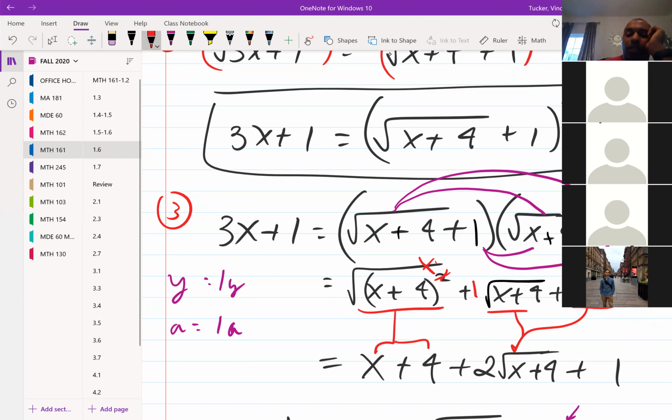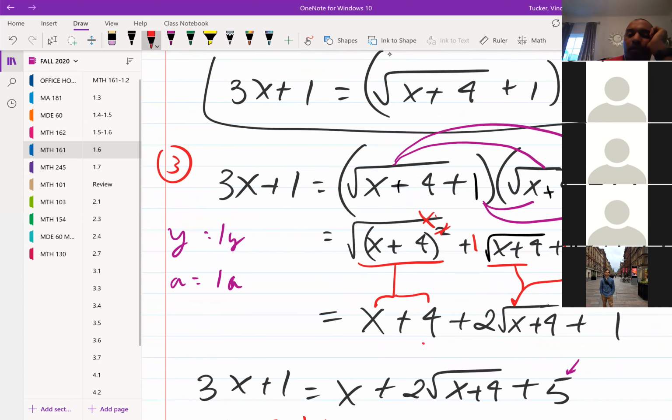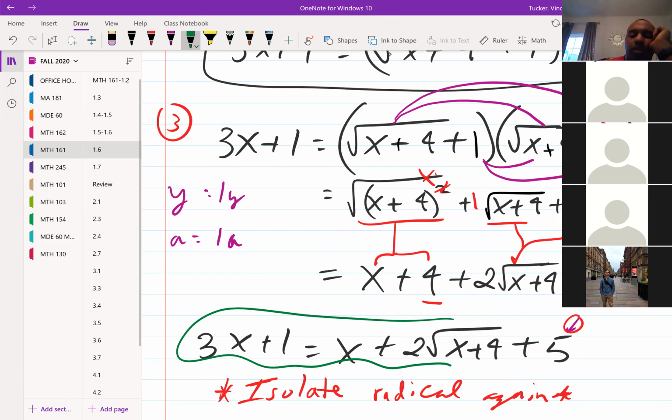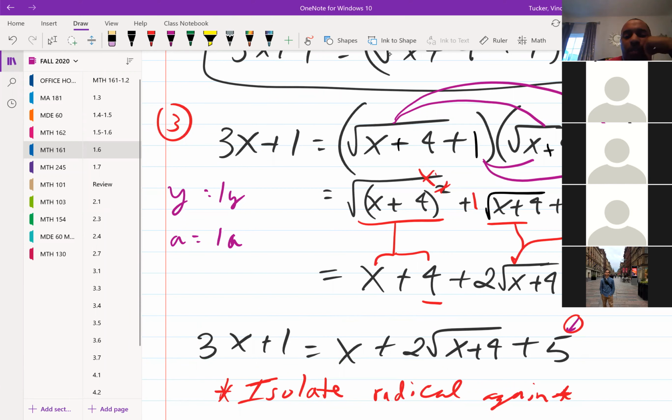To finish off the simplifying, you have a 4 now and a 1. 1 plus 4 gives you this 5 back here. So that would be the most simplified way of representing that equation. So we have 3x plus 1, which is on the left, x plus 2 square root of x plus 4 plus 5 on the right.